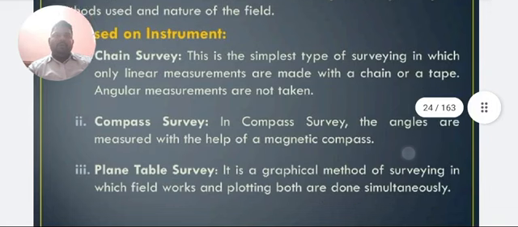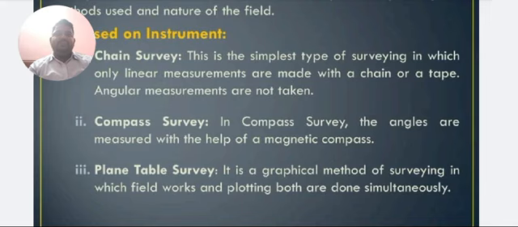Number one, chain surveying. Chain surveying is the simplest type of surveying in which only linear measurements are made with the chain or tape. Angular measurements are not taken. This type of surveying is called chain surveying.